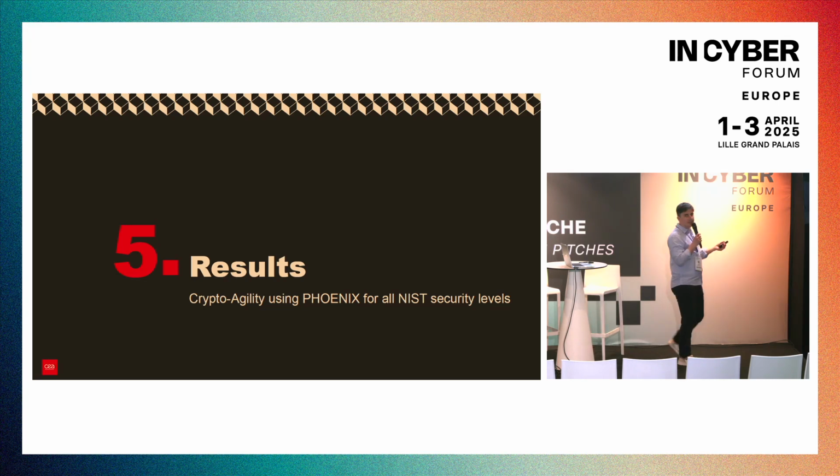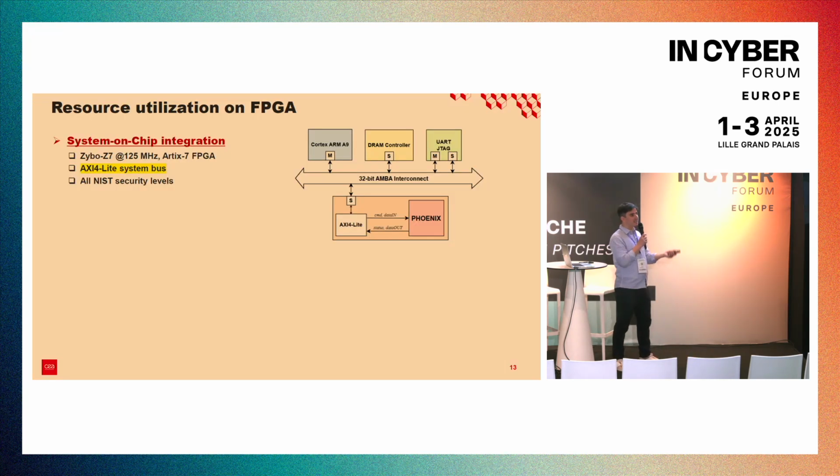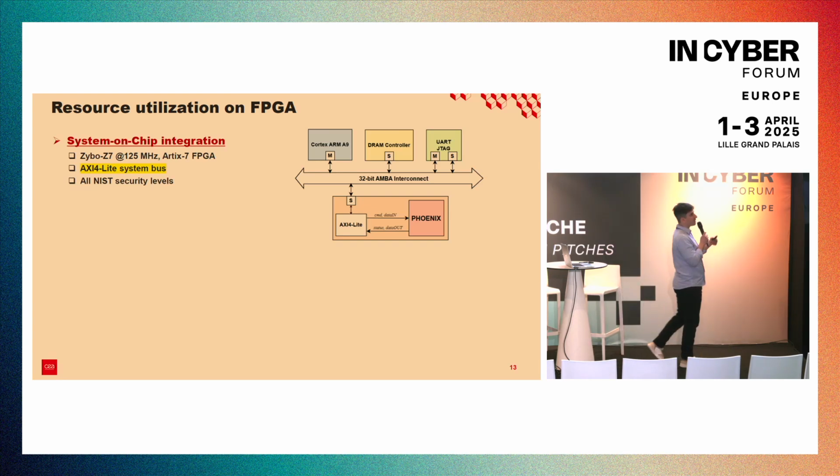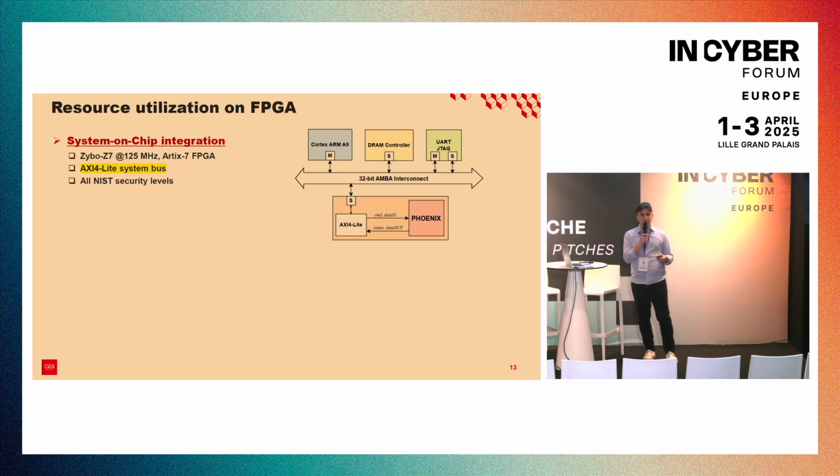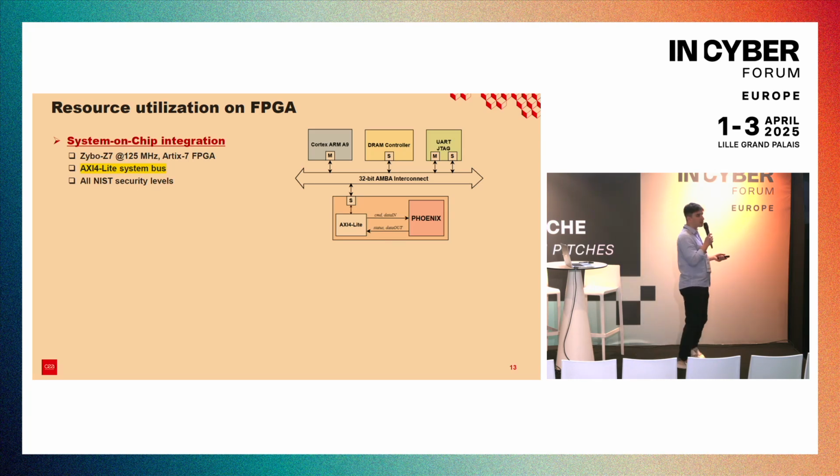Talking about the results, which are the most interesting part. We integrate our solution in a system on chip using the Zybo Z7 board. So we implement Phoenix, use the available resources of the Z7, and we run the entire system on chip at a working frequency of 125 MHz. And we integrate Phoenix for all the NIST security levels of ML-KEM and HQC.